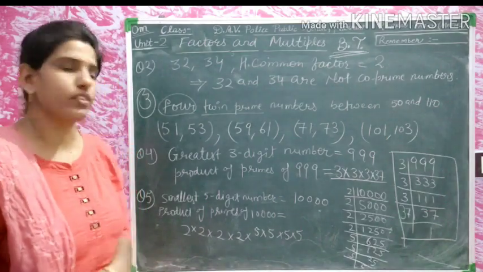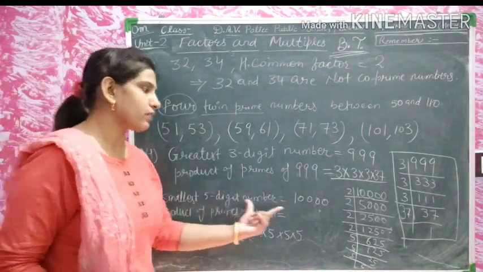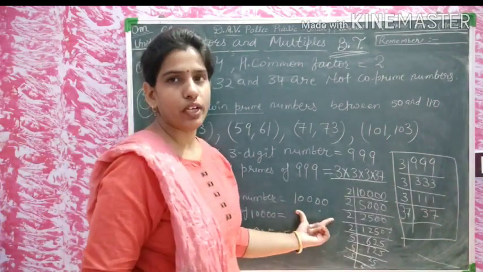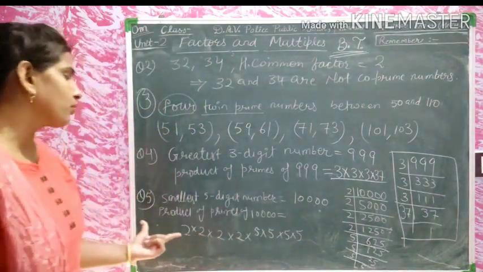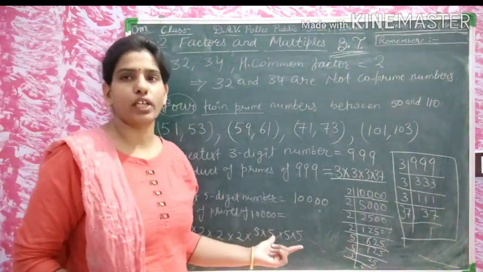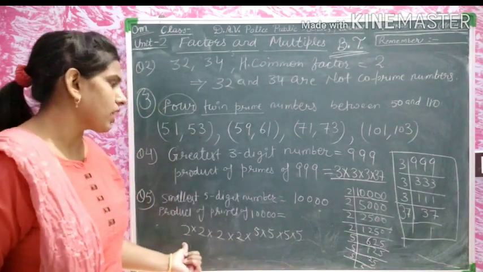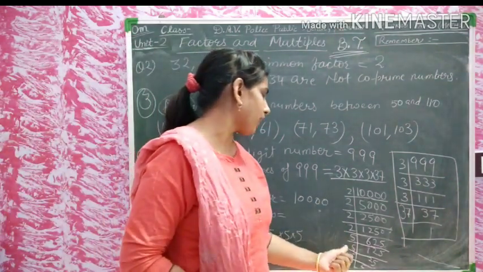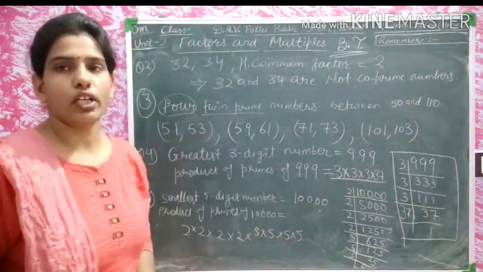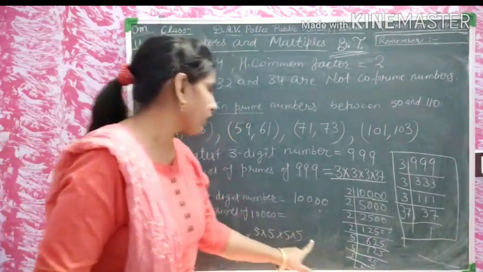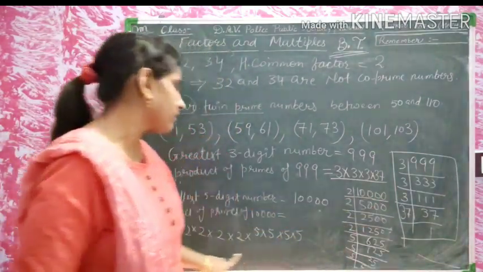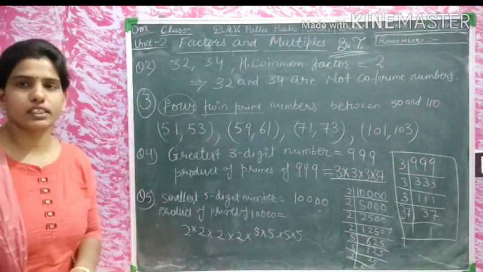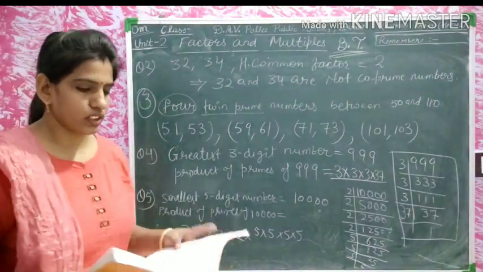And the same here, question 5 is there. In question 5, it is asking for the smallest 5-digit number, which is 10,000, and we have to take the product of primes of 10,000. The product of primes are 2, 2, 2, 2, 5, 5, 5, 5. These are the product of primes of 10,000. Is this clear? Now we will go to question number 6.